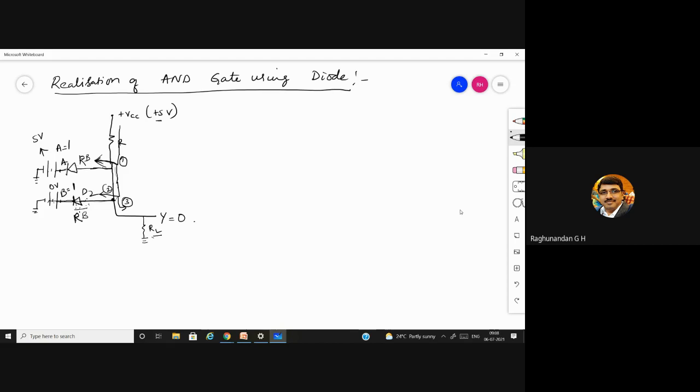The current cannot flow through the first branch because it is in reverse bias condition. It is going to offer highest resistance, and again it cannot go through this diode because this is also reverse biased. It is going to offer highest resistance compared to the resistance of the load. Now the resistance offered by the load is less, so the current is going to flow through this load resistance. Current will flow through the load resistance, so that output will be equal to 1. So this is equal to 5 volt.